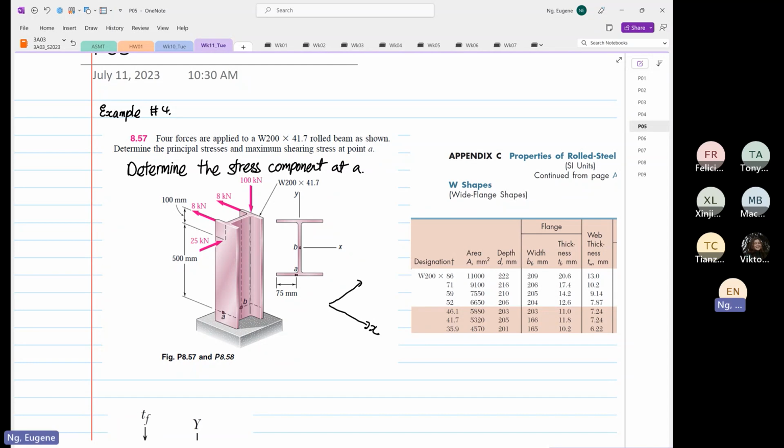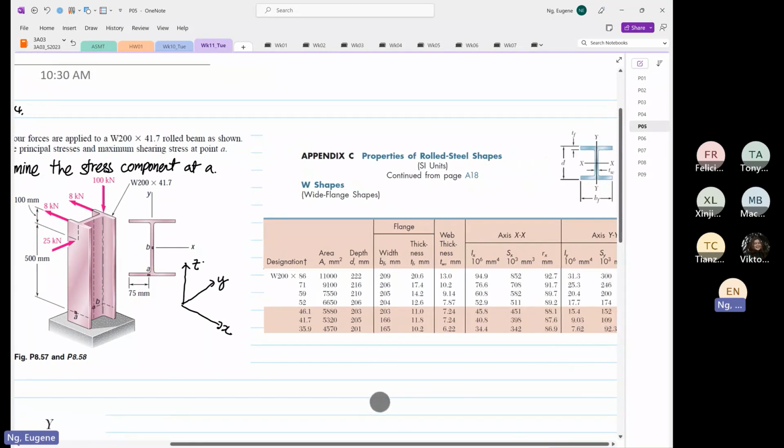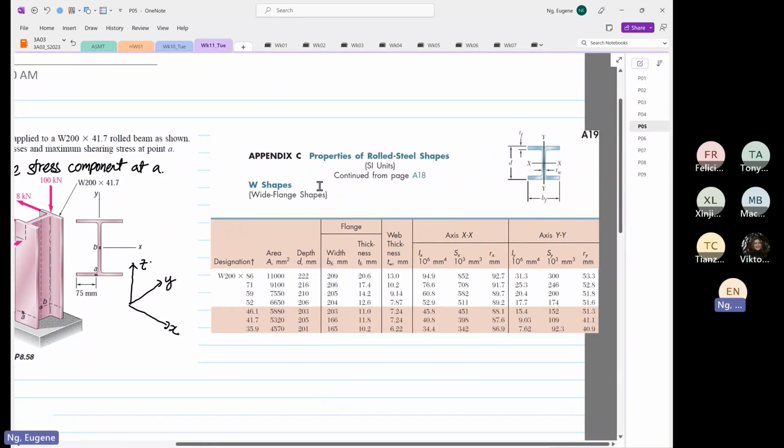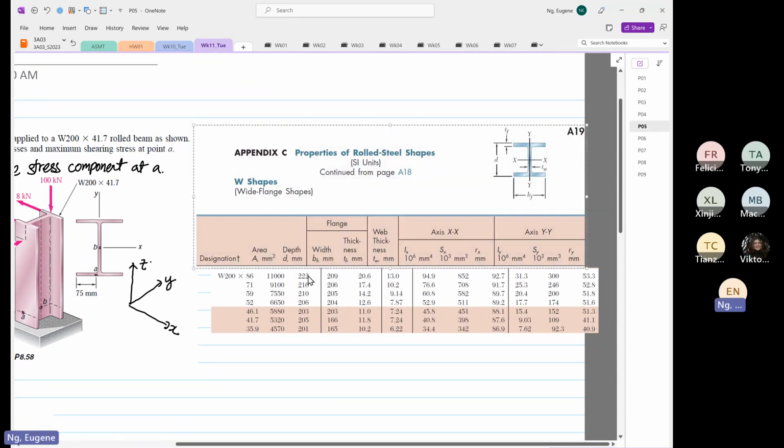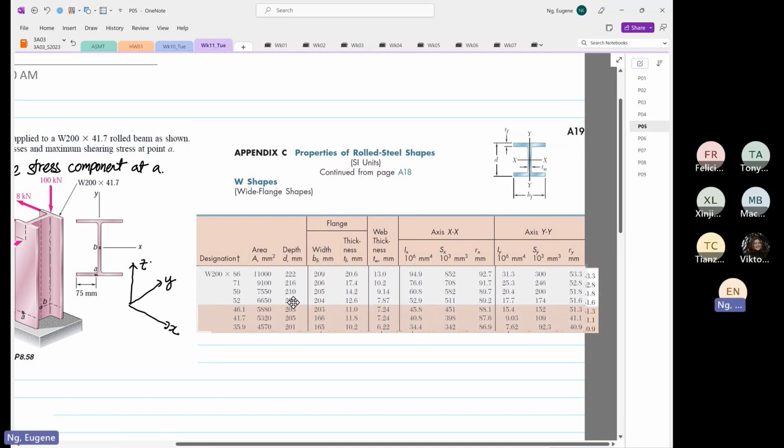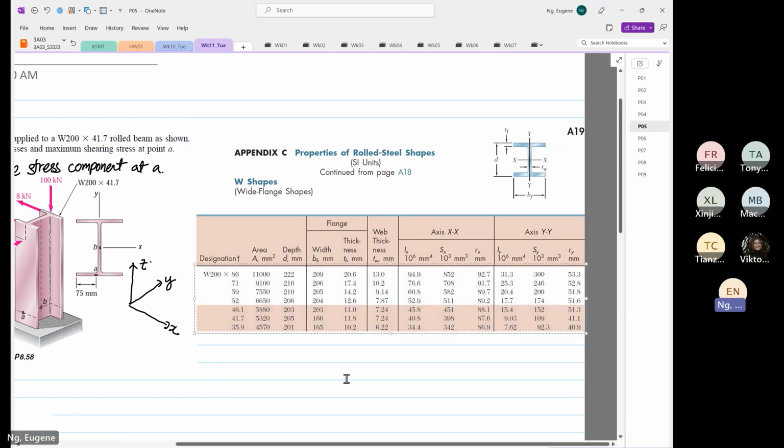This will be our Y, and then if you use the right hand rule, you know that this will be your Z. Okay, so now it changes slightly. The good news about this problem is the geometrical information is all given. So we are using this information over here. Let me move this across. So we are given this information over here.